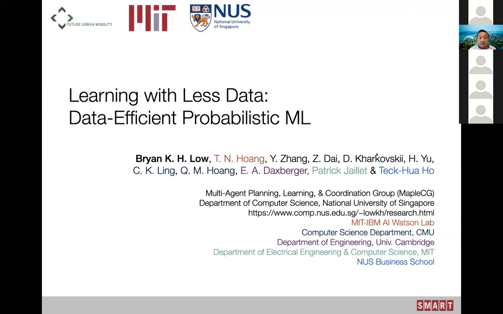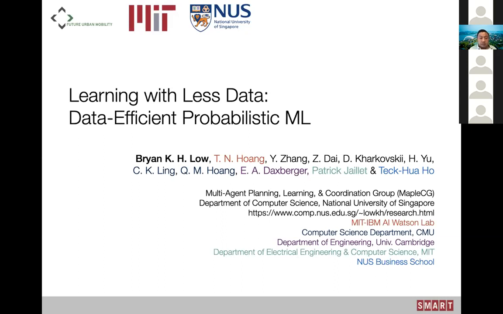And I have many collaborators with me, some former PhD students who have moved on to do PhD in CMU and Cambridge. I also have some former PhD students who are now at the MIT IBM AI Watson Lab. And I also have very good collaborators from MIT and NUS Business School as well. They have all been collaborating with me in some of these topics that I'll be talking about.